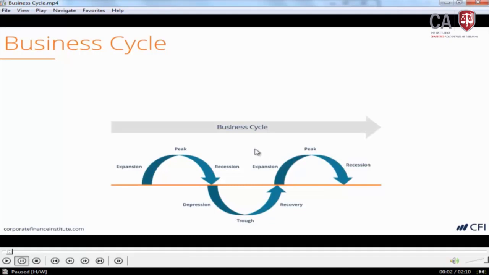Here you can see the business cycle, which affects the organization. Initially it will be increasing, then there is a peak, then the recession where it goes down, and then the depression. Then it recovers, goes into expansion, peak, recession. So this is the business cycle which any organization can have. I think this video gives a very good understanding of that.